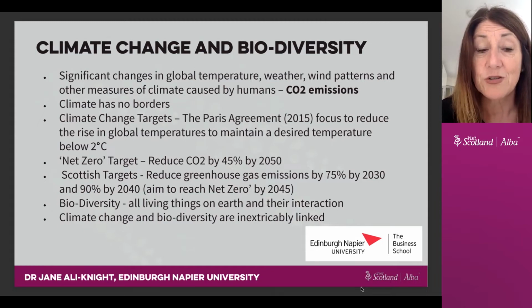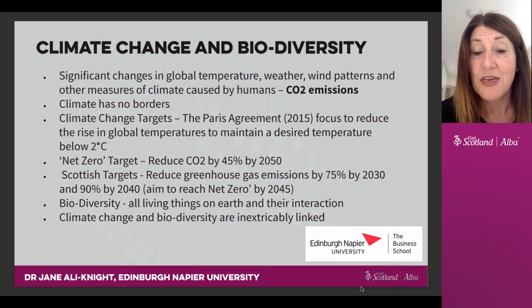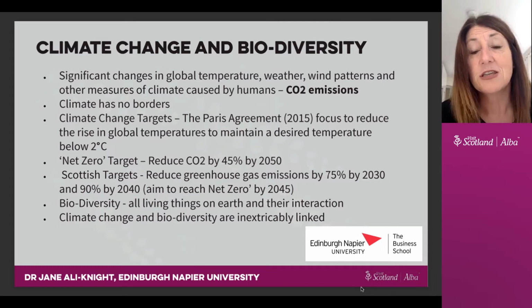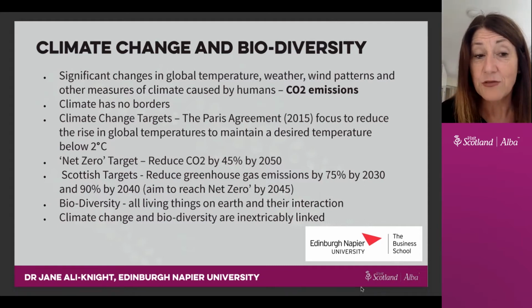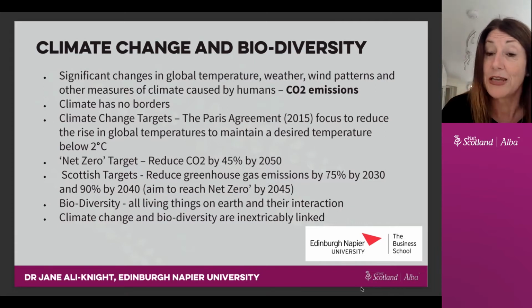When we talk about biodiversity, we're talking about all living things on Earth and their interaction. Again, lots of events are held in greenfield sites or the natural environment, and they do have an impact on biodiversity, so this is something we need to be aware of. Climate change and biodiversity are inextricably linked.